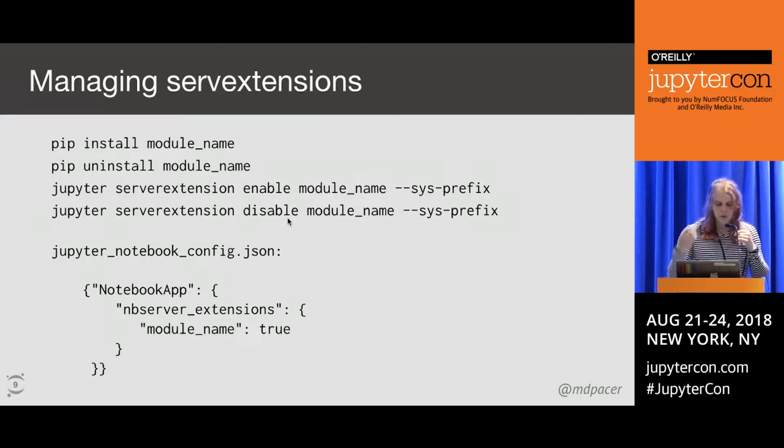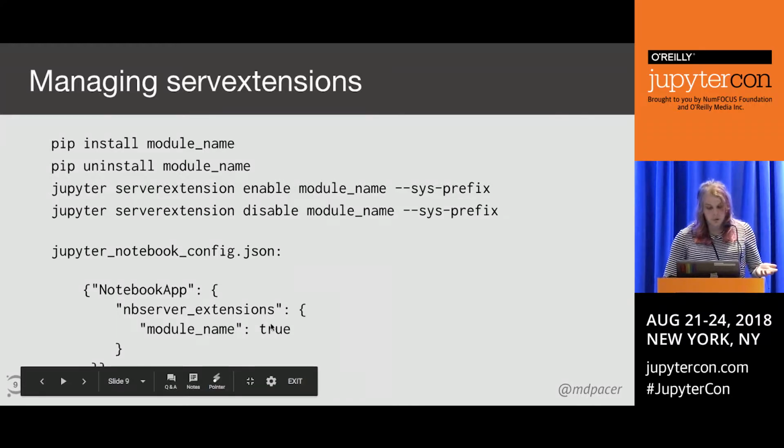And when you do that, it's going to create a jupyter_notebook_config.json somewhere on your system that has this kind of a value where your module name is now set to true for all of your server extensions.